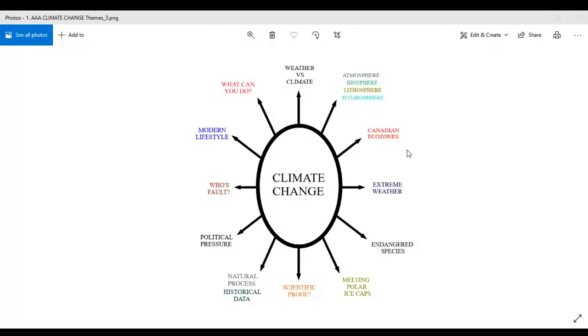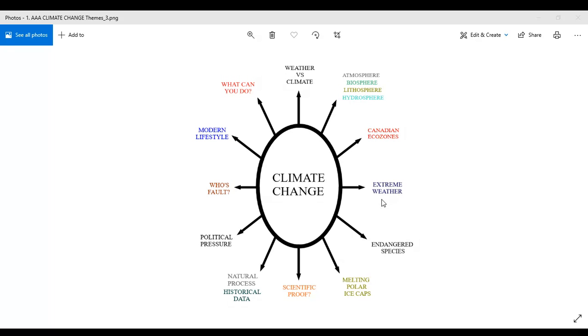We're also going to look more closely at the Canadian environment. Because Canada is such a large country, it's broken down into a number of smaller regions called ecozones. And those ecozones are defined by the local climate, animal life, and plant life that exists there.